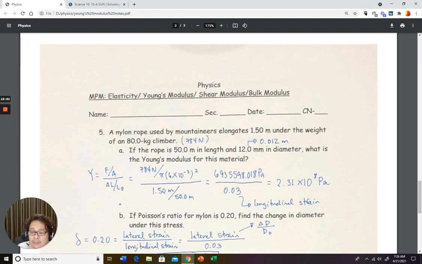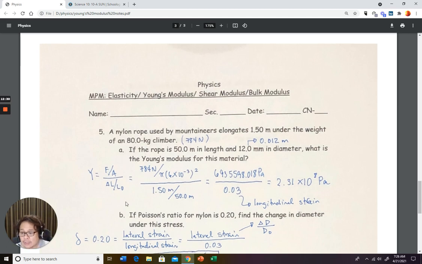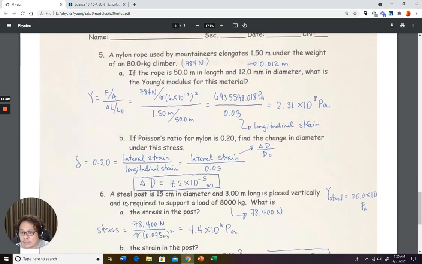Why do we need to know the lateral strain? Because the lateral strain is delta D over D0, the change in diameter over the original diameter. The original diameter is 0.012. So we compute for the lateral strain and then substitute D0. You will get 7.2 times 10 raised to negative 5 meters. Please compute this at home.